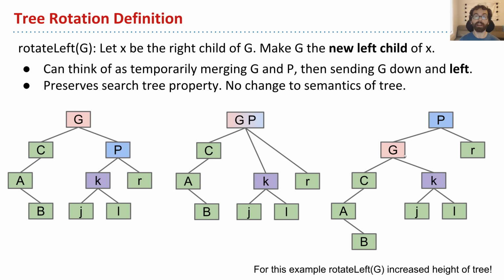Okay? Now again, it's really important to notice here that there's no change to the semantics of the tree. It still means the exact same thing. It is a binary search tree containing A, B, C, G, J, K, L, P, R. Right? Both of these are valid binary search trees that do that thing, but they're two different versions.